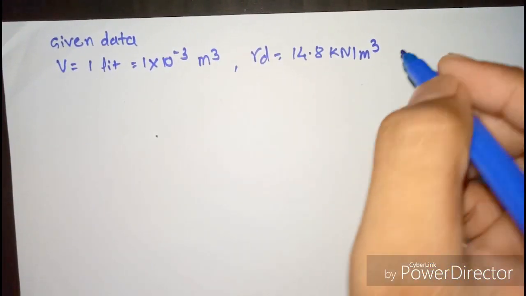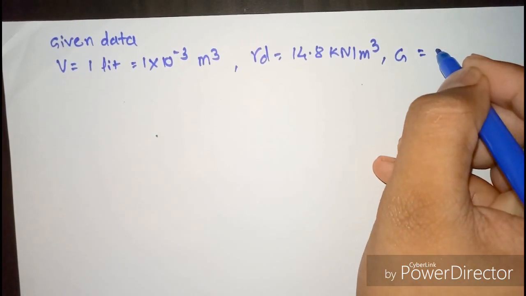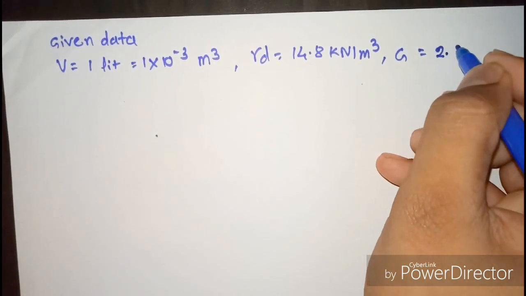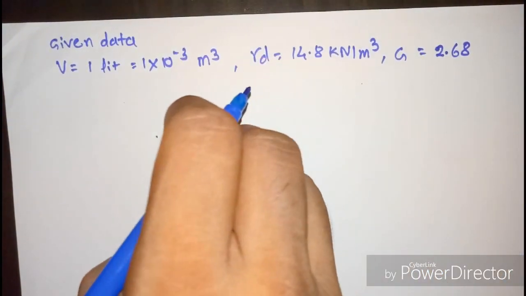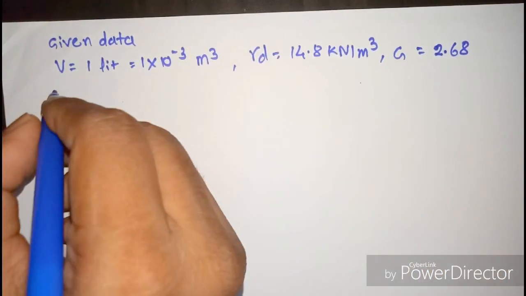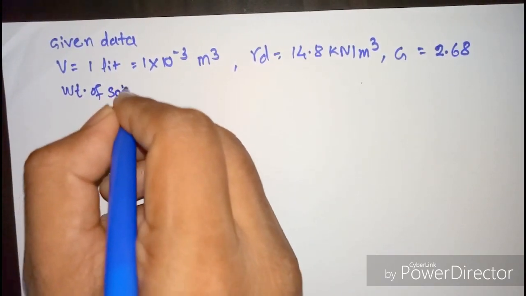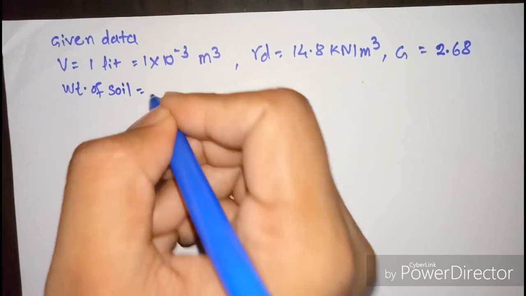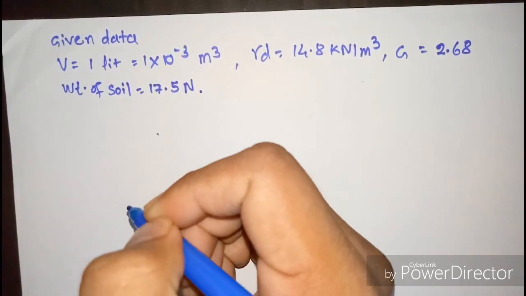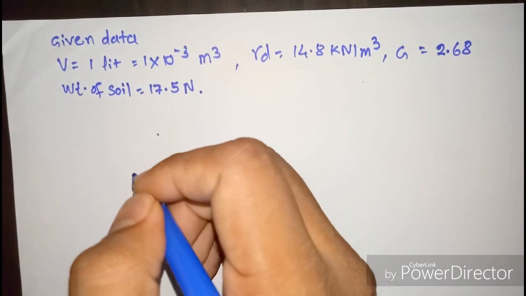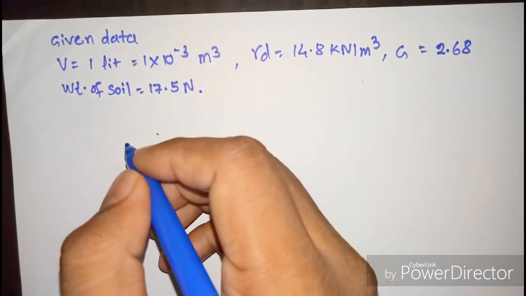And what is given to us? Specific gravity G is equal to 2.68. Okay, and again weight of sample. Okay, weight of soil sample is equal to 17.5 Newton. Okay, so first of all we will calculate gamma B, the bulk unit weight.